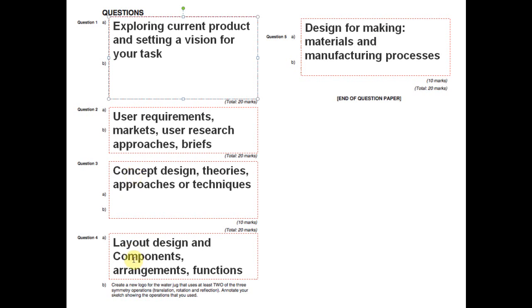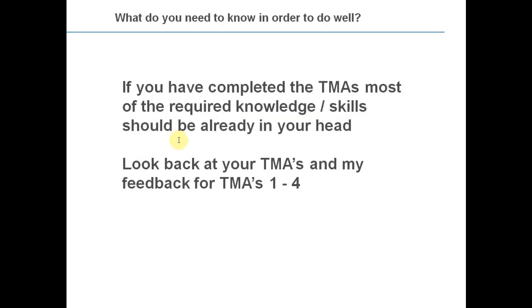Question 4, layout design. You can talk about components, arrangement, functions. Question 5, design for making. Here we would like to see discussion on material, manufacturing processes. Now, general advice. If you've done previous TMA, you have all the information that is required for this exam.